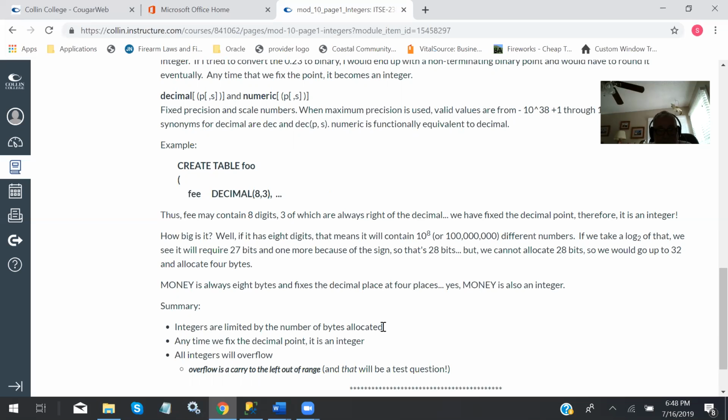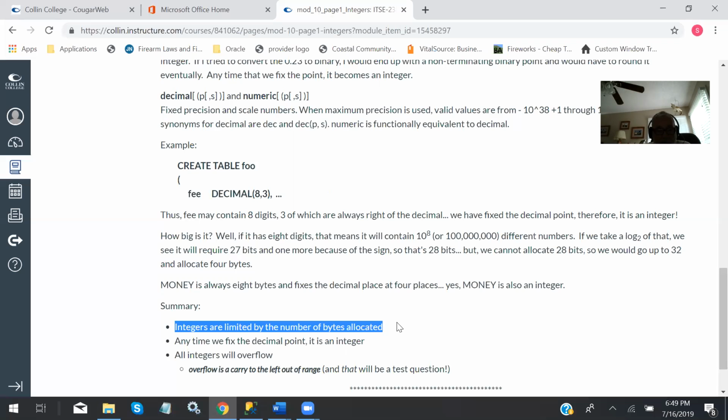All integers are limited by the number of bytes allocated, or actually I should have said the number of bits, but you can't allocate a bit, so it has to be bytes. Bytes are typically 1, 2, 4, or 8. Once upon a time, SQL Server tried, about 2005, 2004, somewhere in there, to allocate 1 bit. So they tried to have a 1-bit integer. It could be 0 or 1. It was considered to be a dismal flop. It just didn't work because I don't really need it.